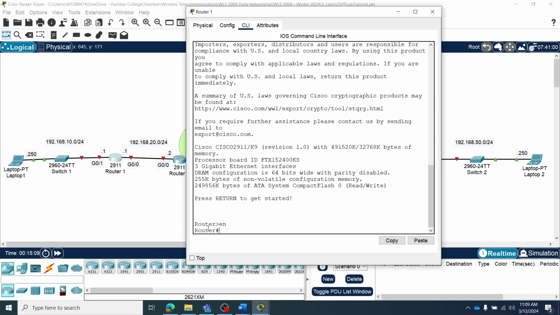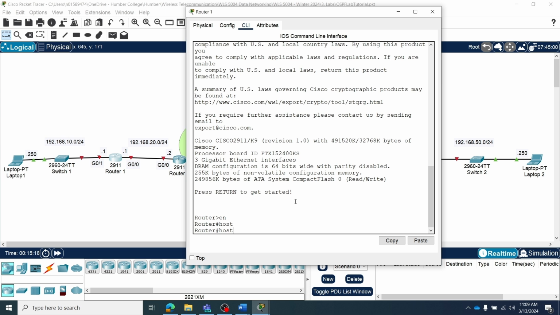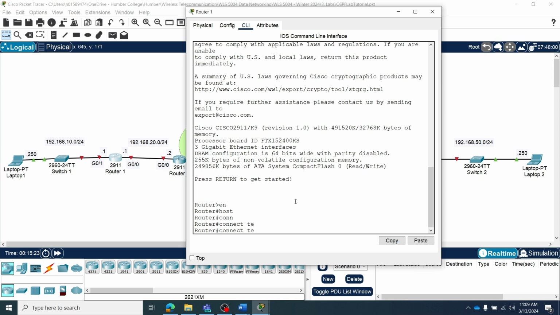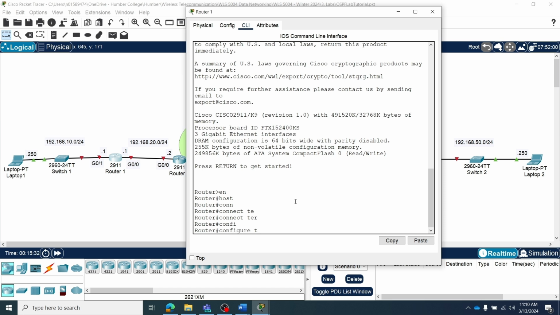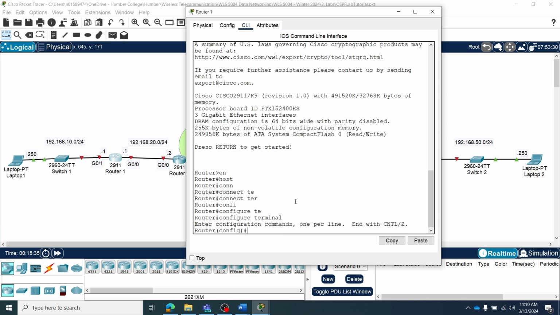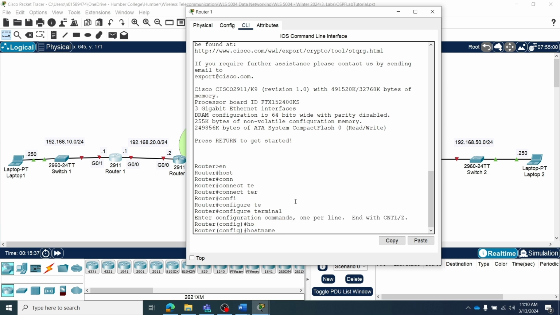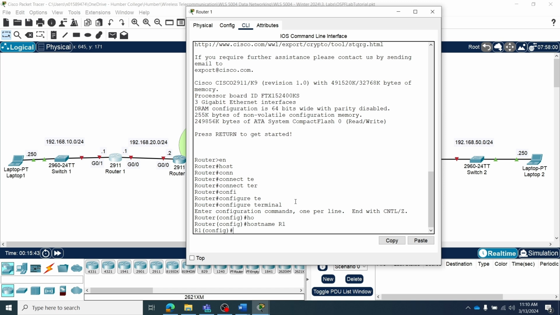Enable. So now we are in the enable mode of the router. Let's change the router name. Config terminal, hostname R1. So we change the name of this router. Initially it was just router. Now we change it to R1.